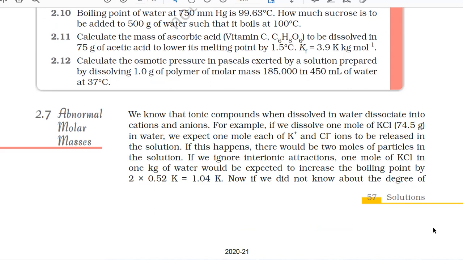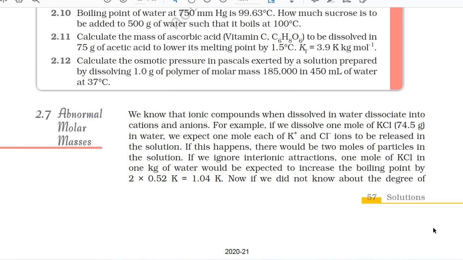2.7 Abnormal molar masses. We know that ionic compounds when dissolved in water dissociate into cations and anions. For example, if we dissolve 1 mole of KCl (74.5 gram) in water, we expect 1 mole each of K+ and Cl- ions to be released in the solution. If this happens, there would be 2 moles of particles in the solution.